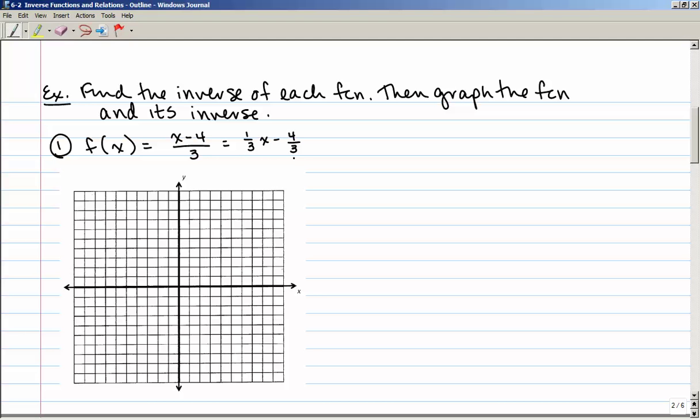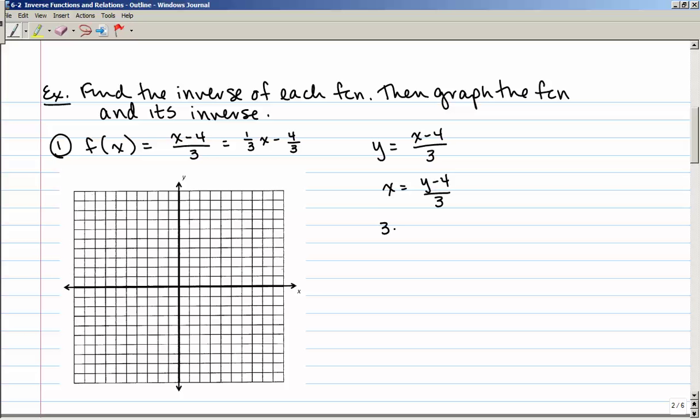Now, to find its inverse, the first thing I want to do is take the original function and write it with a y instead of f of x, because remember, f of x is really just a fancy way of saying y. The second step is to switch the x and the y. So instead of y, I'll have an x, and instead of x, I'll have a y. So x = (y - 4)/3, but it's hard to graph it in that form, so let's put it into slope-intercept form.